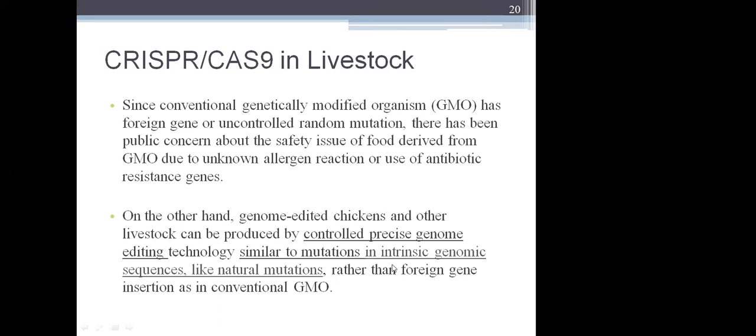Because in this one, an already present gene is usually targeted. There is no outside DNA inserted unless you give a donor DNA. But we also need to see later on that off-target effects are not produced. Off-target means undesirable effects, which we don't want.